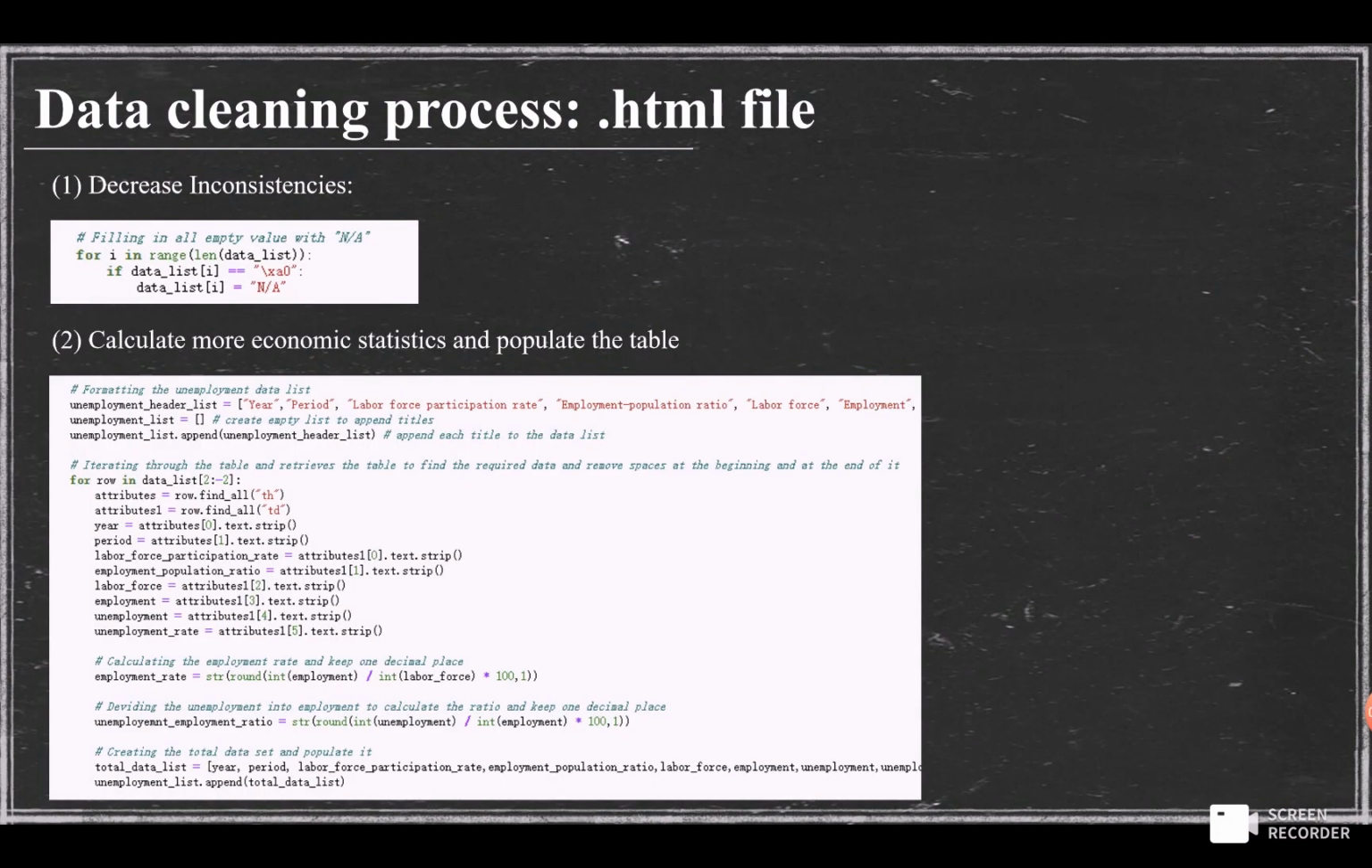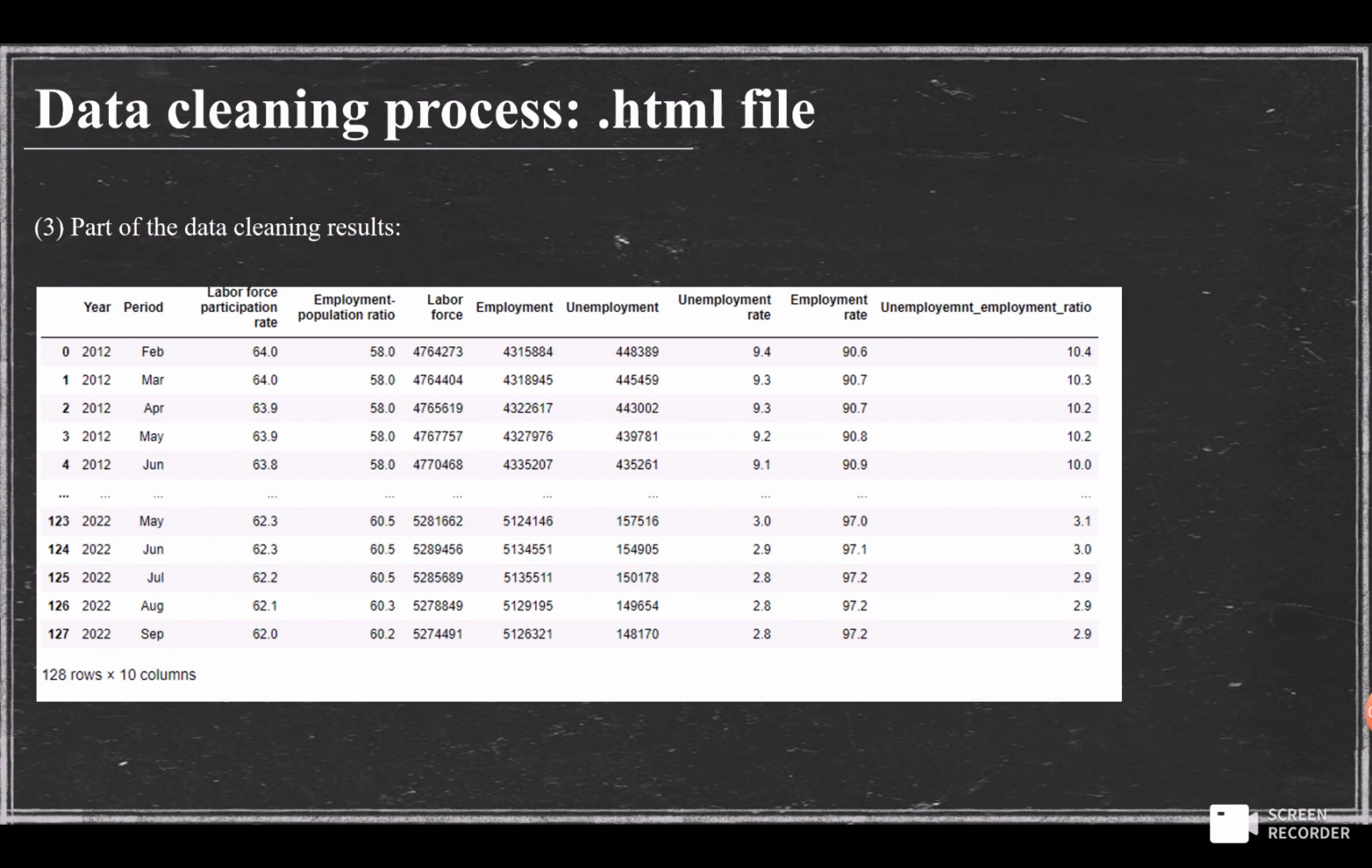We first fill all the empty values with N/A. Second, in order to make the data more comprehensive and the analysis of the labor data more effective, we calculated the ratio of employment, the ratio of unemployment, and employment, then added them as two new columns. Here are some of our data cleaning results, and the new values are added correctly to the table.